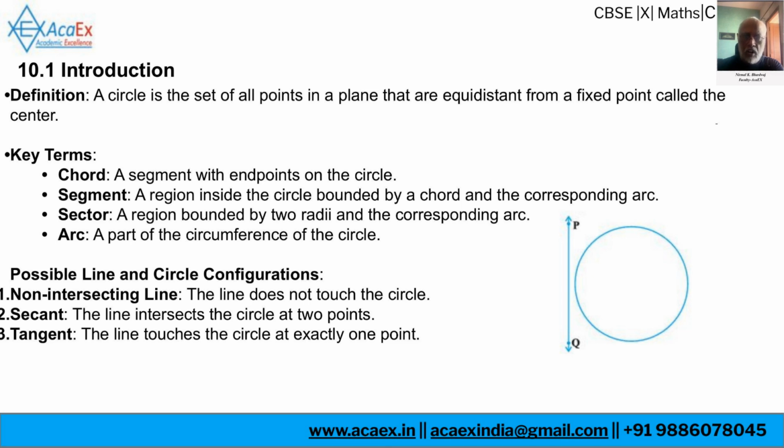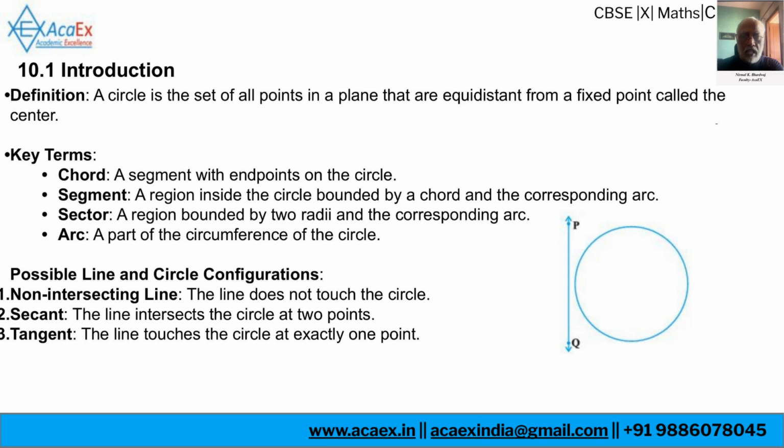Here are some key terms associated with circles. Chord, a line segment whose endpoints are on the circle. Segment, the region inside a circle that is bounded by a chord and its corresponding arc. Sector, the region bounded by two radii and their corresponding arc. Arc, a portion of the circumference of the circle.